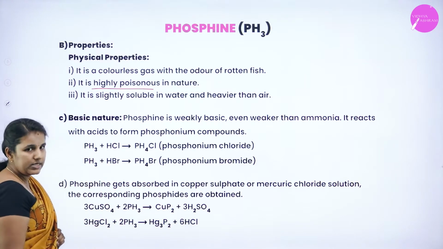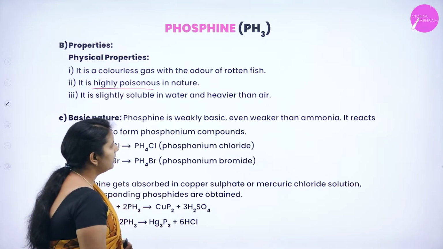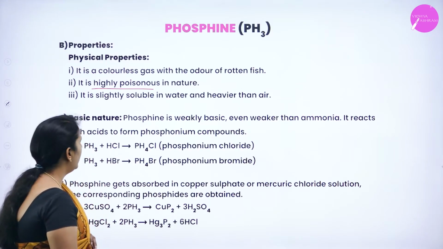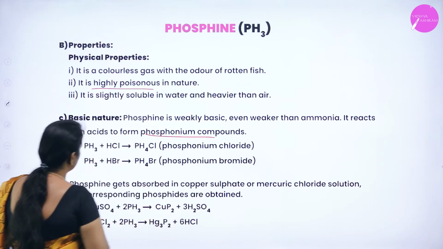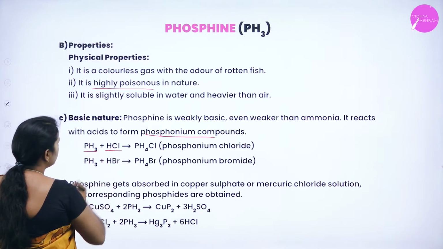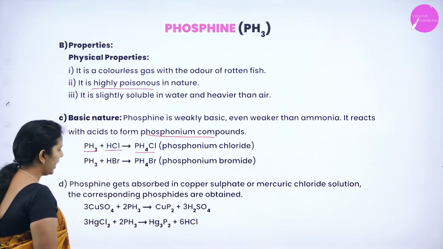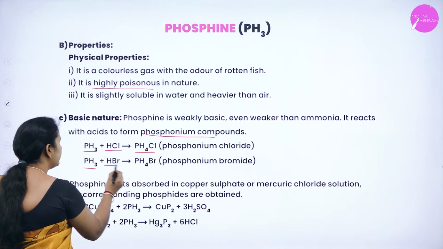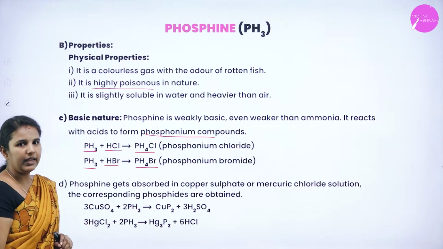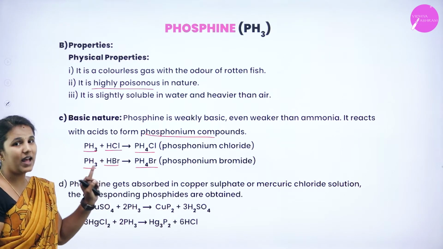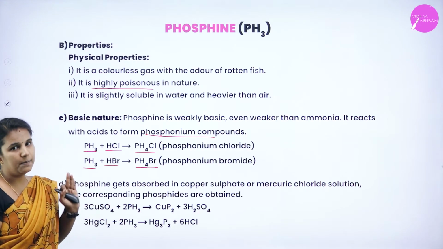Coming to the basic characteristics, phosphine is weakly basic, even weaker than ammonia, and it reacts with acids to form phosphonium compounds. Here we have phosphine reacting with hydrochloric acid to form phosphonium chloride. Similarly, phosphine reacts with hydrogen bromide to form phosphonium bromide. This indicates that it is weaker than ammonia and behaves like a weak base.